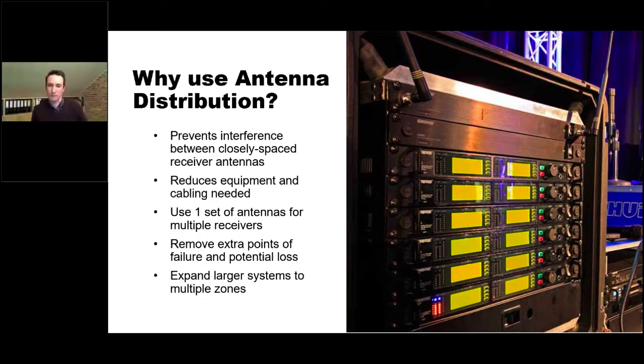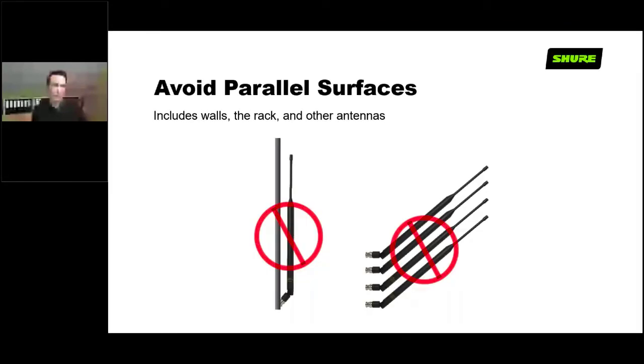I mentioned briefly proper antenna placement. We're going to touch on this not a ton, but it is part of this conversation, because distribution allows you to really use one set of antennas per zone and get those placed properly. So we're avoiding walls and parallel surfaces. We're not going to dive into the deep conversation that is antenna placement and antenna types today, but antenna distribution is the process that allows you to get your antennas placed properly.